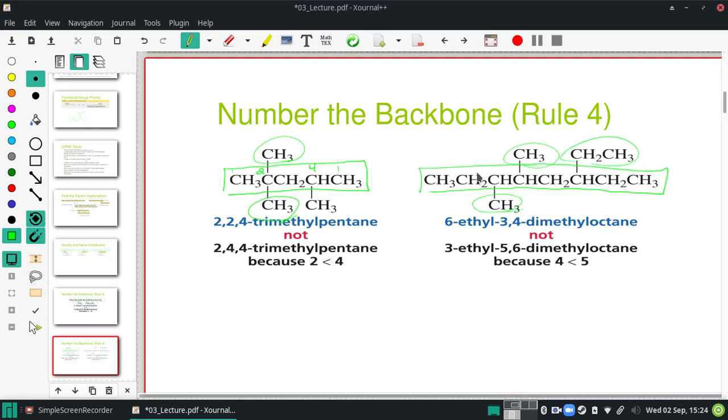And we have 1, 2, 3 versus 1, 2, 3. Since it's a tie, we look at the next substituent, and we get to one more here at 4. But if we come this way, it would have been 1, 2, 3, 4, 5. So we're going to number from this side and have 3, 4, and 6. And when we fully name it, we'll have the ethyl first, 6-ethyl-3,4-dimethyloctane.